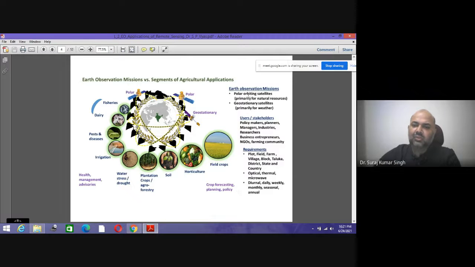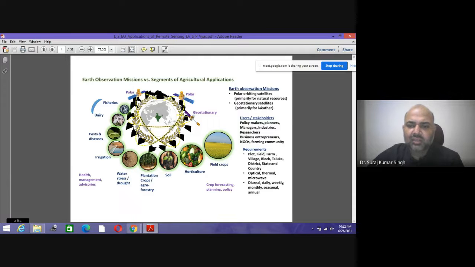So, Earth observation missions can be classified into two categories, or we generally have two types of satellites available with us, that is polar orbiting satellites and geostationary satellites. Geostationary satellites are commonly used as weather forecasting satellites, and polar orbiting are generally used for natural resource management.